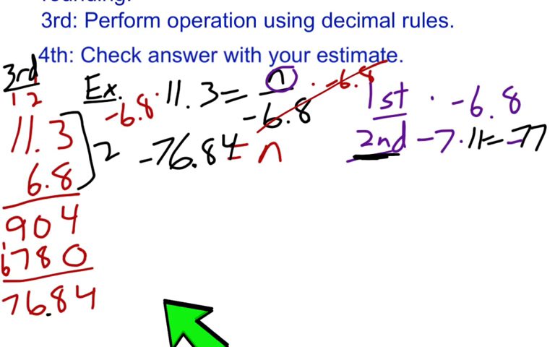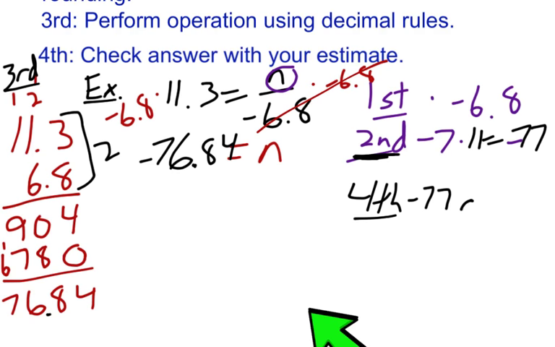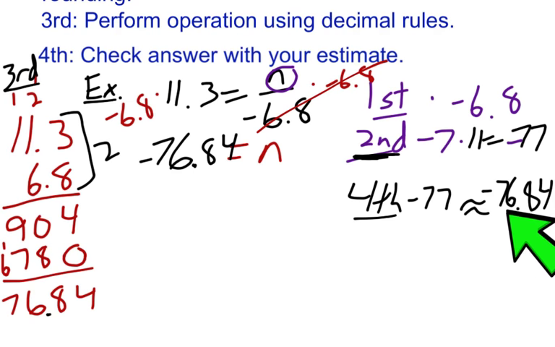Fourth step is check your answer with your estimate. Negative 76.84, really close to negative 77. So on our fourth step, we're just going to say negative 77 is about negative 76.84. Here's where you can catch if you put the decimal in the wrong spot. Let's say we had negative 77 and we got negative 7.684. We would know right away we had that decimal in the wrong spot. So really take that step seriously. You want to estimate first and then check your estimate. Is it reasonable? Yeah. So we're good.